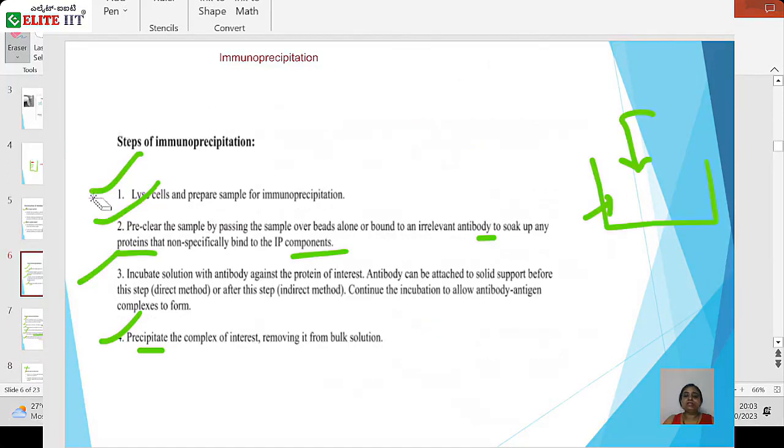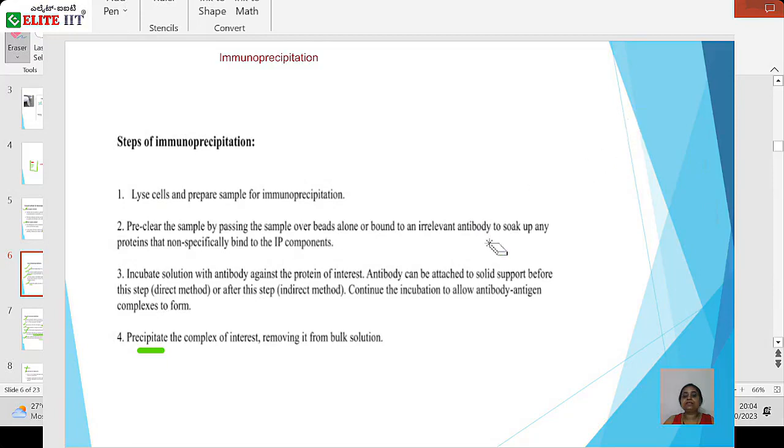Now, if you consider the steps of immunoprecipitation, how it is done, I have already given, but to some extent you can start with lysis of the cell. So from the cell you have to collect antigen. So lyse cells and prepare sample for immunoprecipitation. Second step is to pre-clear the sample by passing the sample over beads alone or bound to an irrelevant antibody to soak up any proteins that non-specifically bind to immunoprecipitant components.